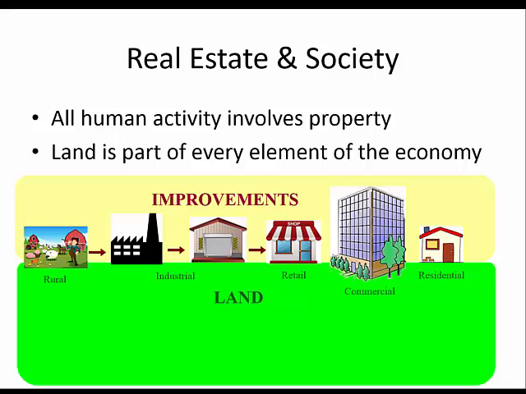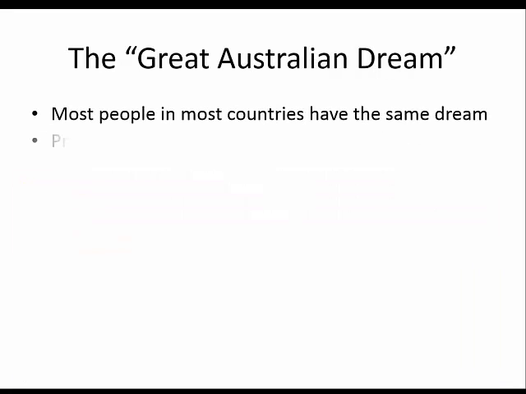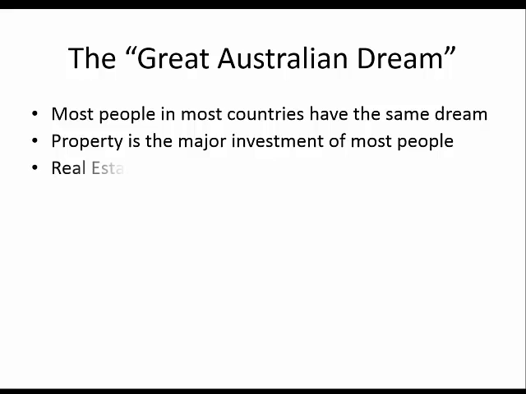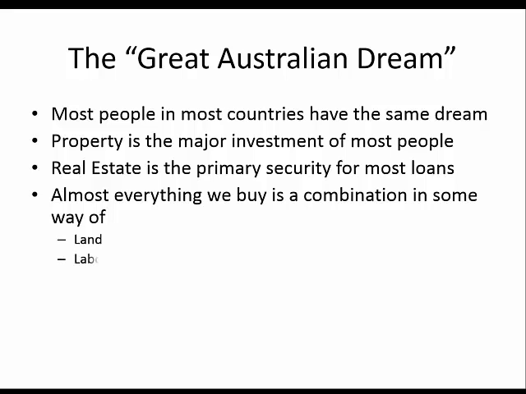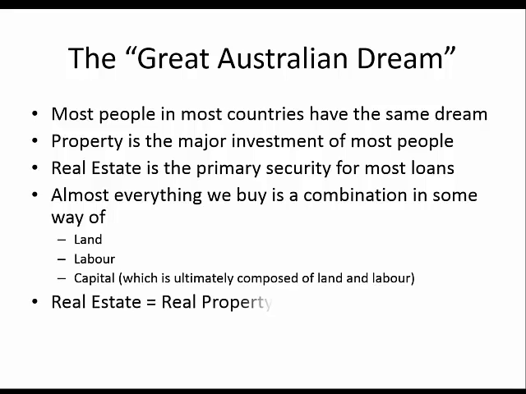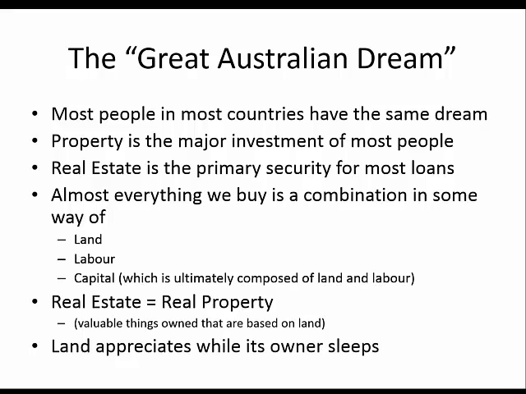Because land is so important, the ownership of land is highly desirable. In the Australian tradition, we talk about the Great Australian Dream. And this is largely derived from our background as a community which owes its origins largely to migration from Great Britain and the other parts of the British Empire, but especially Great Britain.